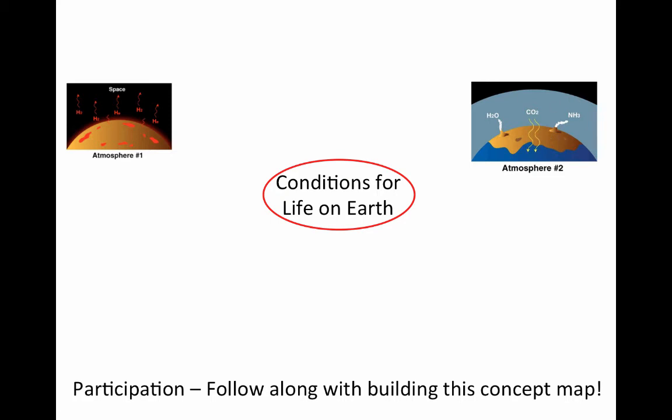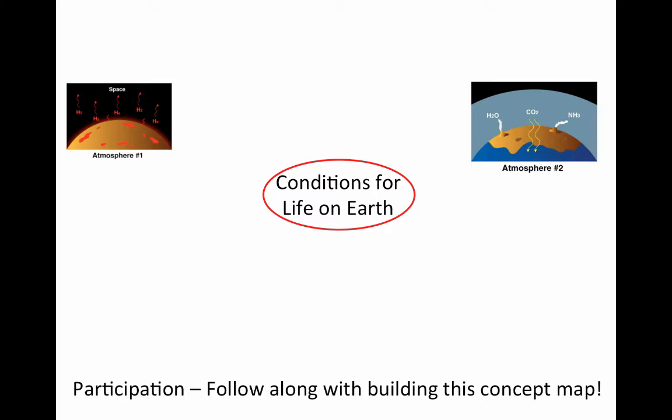The first thing we always do when we begin to construct a concept map is to take all of the ideas that we just read about and condense them down into one central idea. What was all of this reading about? In the case of the reading that you did for Prep 1, it's all about the conditions for life on Earth. So we're going to put that in the center of our concept map, and everything is going to revolve around this one central idea.